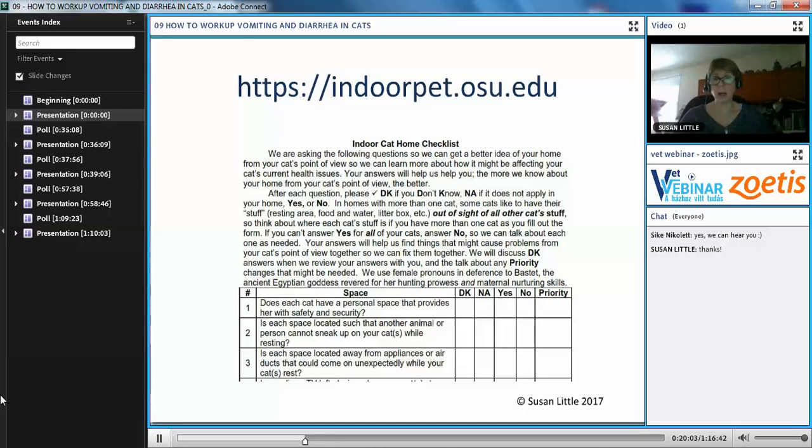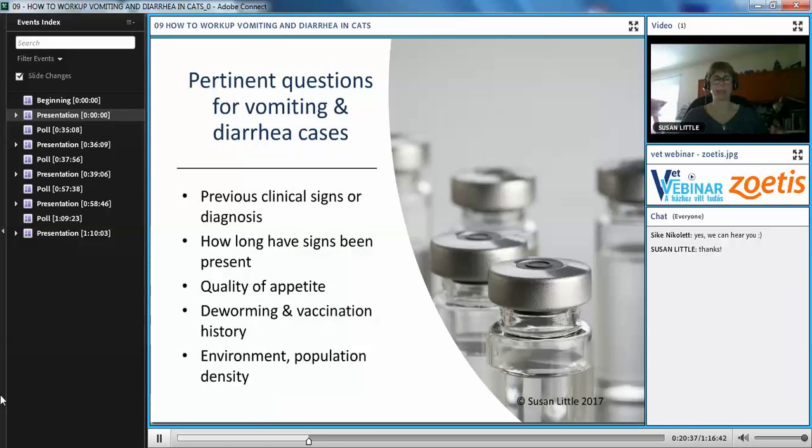So you will find a copy of this in your materials that you can download. If you go to the Indoor Pet website, if you haven't seen that yet, the Ohio State website, they have a lot of additional information there on a healthy indoor environment, the stress component to diseases in cats, because it contributes to a number of diseases in cats, not just gastrointestinal disease. And then a lot of resources there, both for you and for owners. So if you haven't been to that website, I'd highly recommend that you have a look at it.